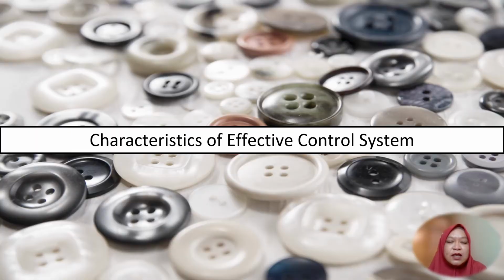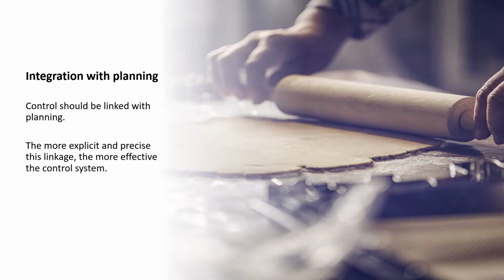Next, we want to see the characteristics of an effective control system. How do we make sure whether our control is effective or not? Effective meaning that when we apply this control system, this control method, is it really effective in fulfilling our objective? First, the control must be integrated with the plan.